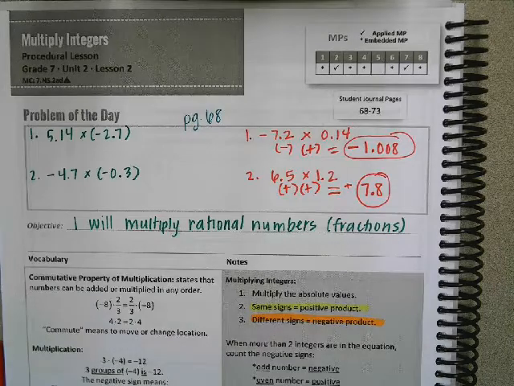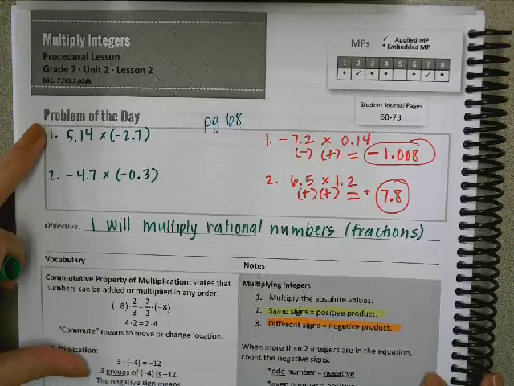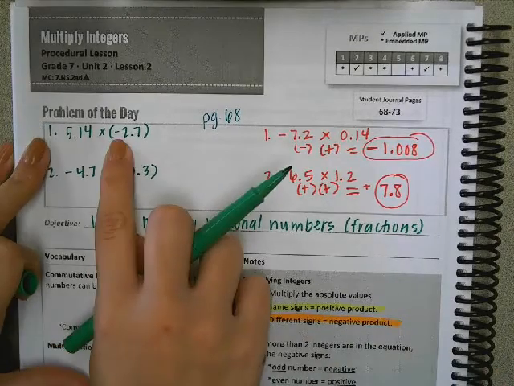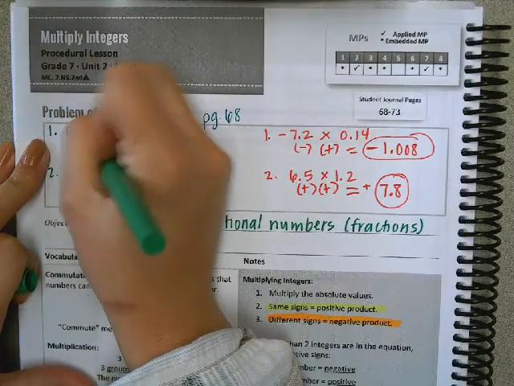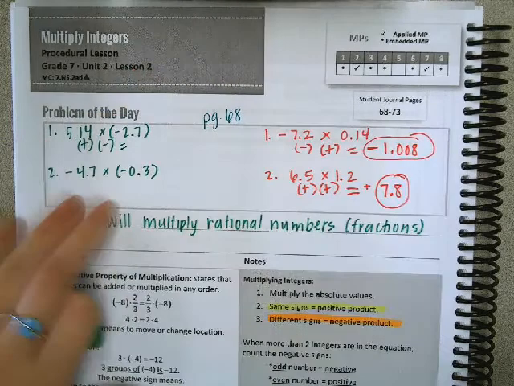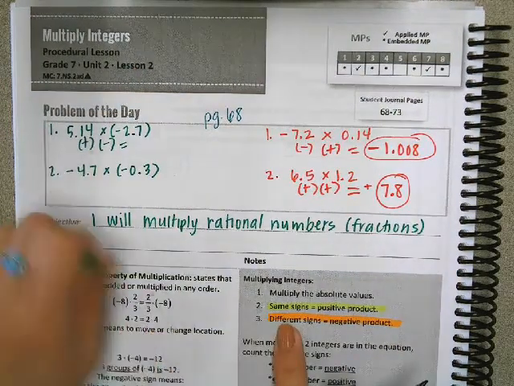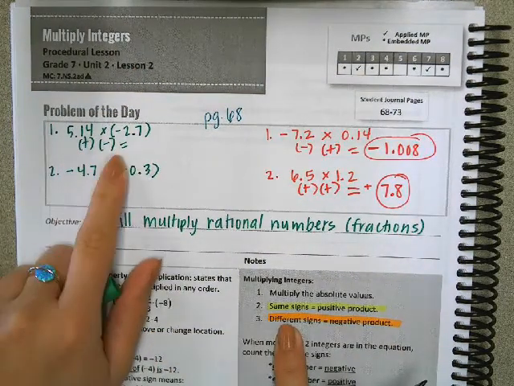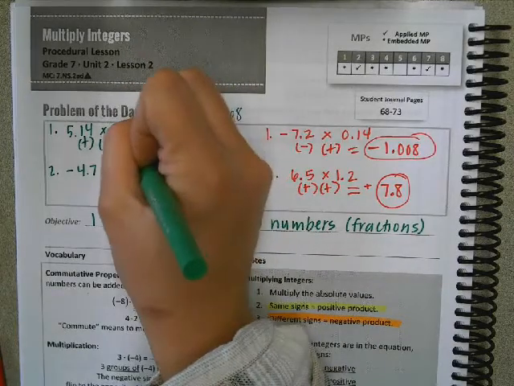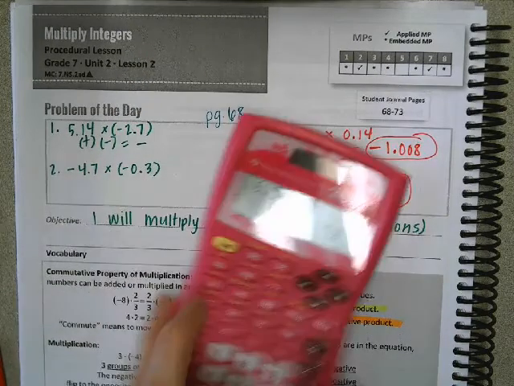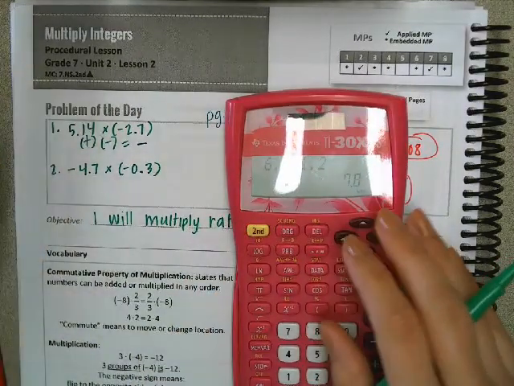Okay, so now you're going to check your work. We're looking at number 1. I have a positive 5.14 times a negative 2.7. So I have a positive times a negative. So I know my answer: I have two different signs, a positive and a negative. They're different. I'm going to have a negative answer. So I took care of the signs already. So when I go to my calculator, I don't need to worry about the signs.